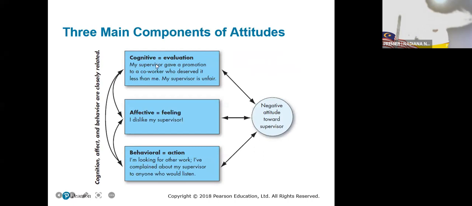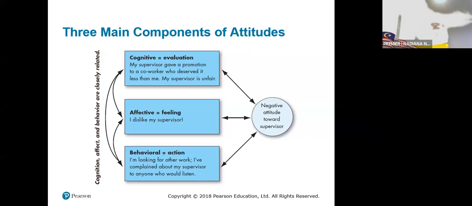Cognition, that is cognitive, evaluation. My supervisor gave a promotion to a co-worker who deserves it less than me. My supervisor is unfair. That is unfair treatment. You are better than your colleague, but your colleague is getting promoted. That is the example of the cognitive. Cognitive involves thinking, what you think.